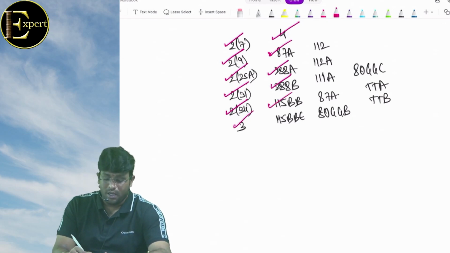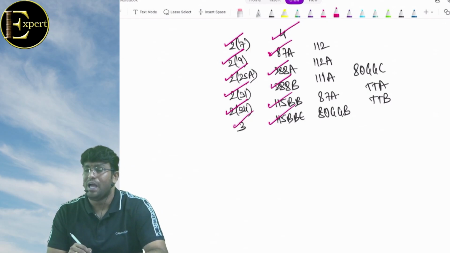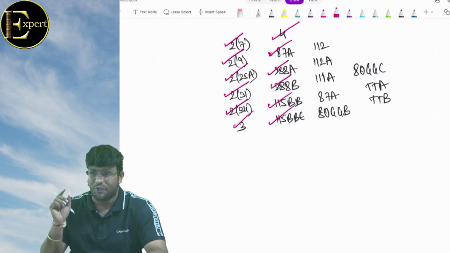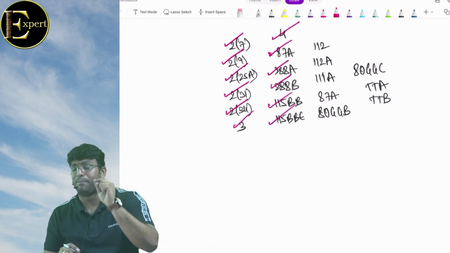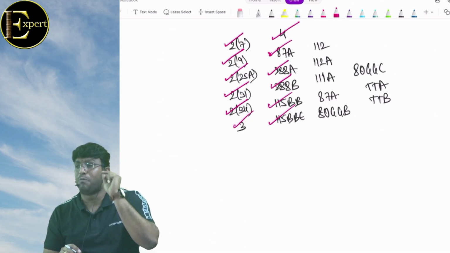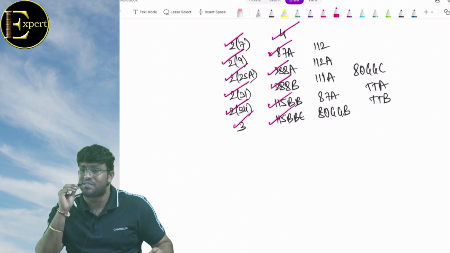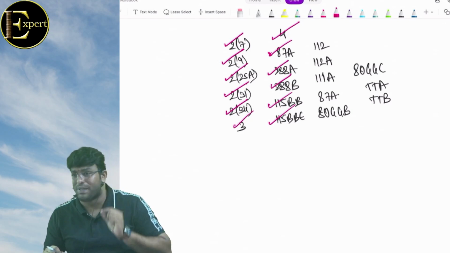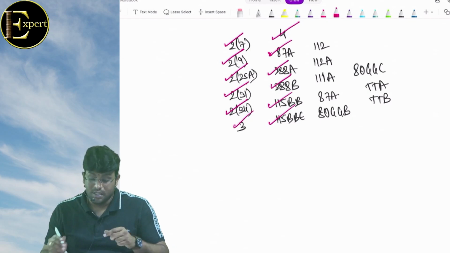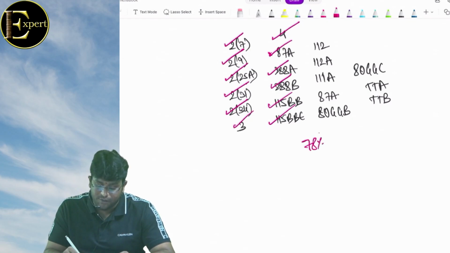Section 115BBE. Unexplained incomes, investment, expenditure, investment not fully recorded, amount borrowed or repaid on hundi otherwise than through account payee cheque. In all these cases, tax at a flat rate of 60%, surcharge 25% plus cess 4%. Effective rate 78%. Very good.